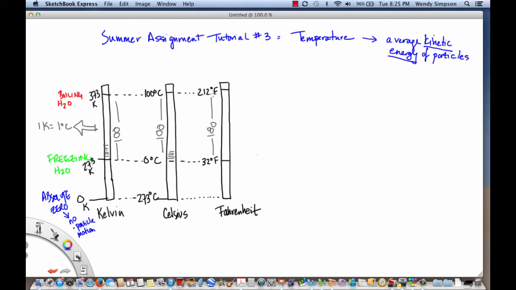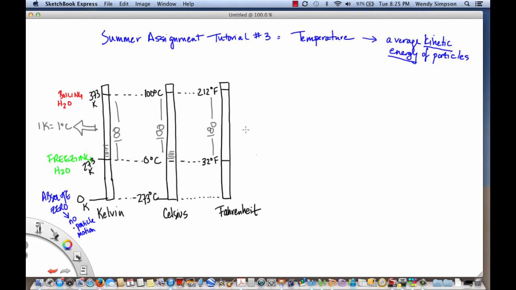So what does that tell us? It tells us that converting from Kelvin to Celsius and Celsius to Kelvin is pretty easy. I mean, really easy. Whereas making the conversions to Fahrenheit involves a little bit more math, because 1 degree of Celsius is not equal to 1 degree of Fahrenheit, and 1 degree of Kelvin is not equal to 1 degree of Fahrenheit either. Okay?